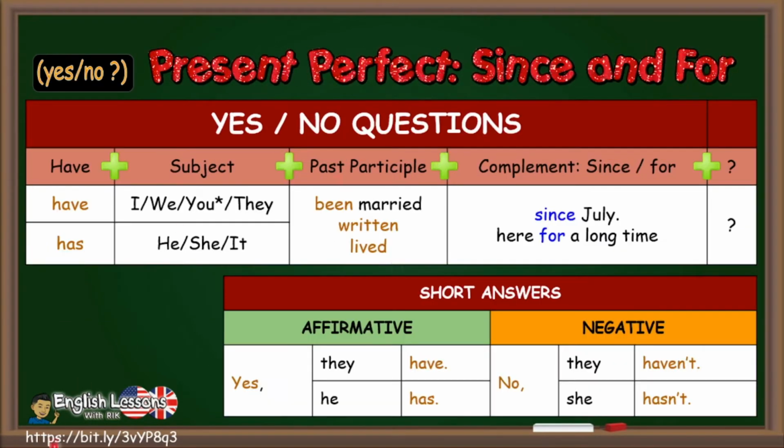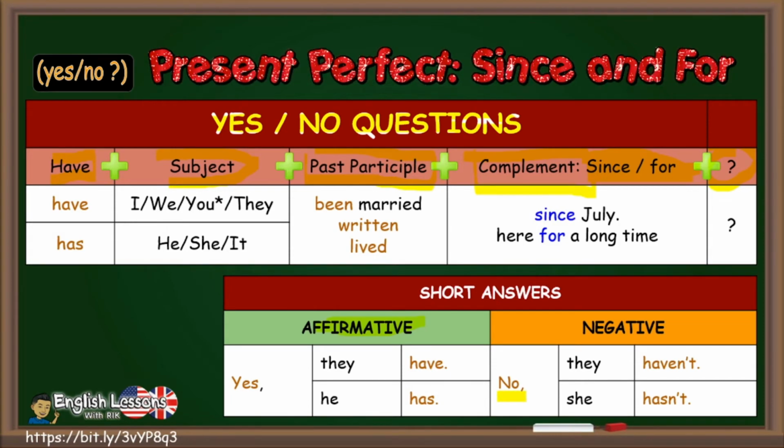To make present perfect yes/no questions, we have to write first the auxiliary have plus subject plus past participle plus complement with since or for plus question mark. Examples: Have you been married since July? Have they been married since July? Has she written since July? Has he lived here for a long time? The affirmative short answers are: yes, they have. Yes, he has. The negative short answers are: no, they haven't.